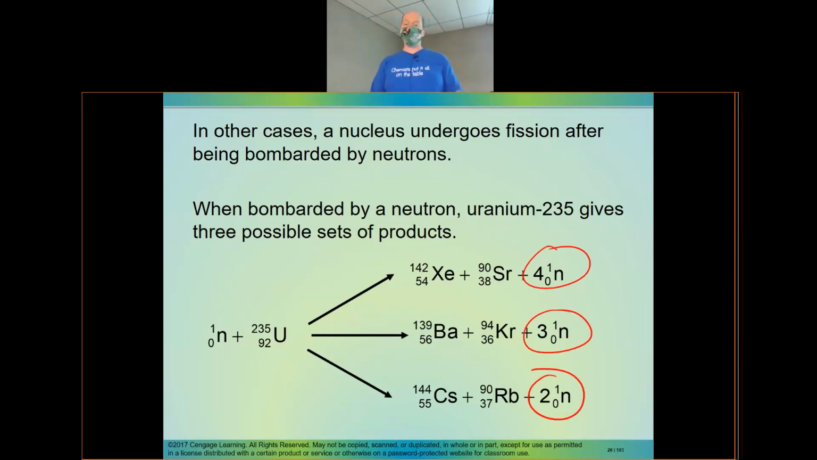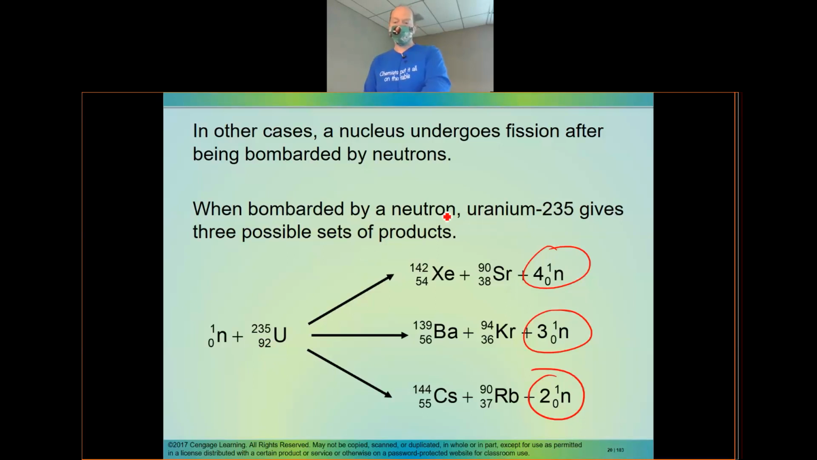You don't have to memorize the three possible sets of products. I'm going to give you all but one of them. So you will have to then solve for the missing one in order to do this reaction. But you do have to know that it is a fission reaction. All right, we have a big nuclei breaking into smaller nuclei.